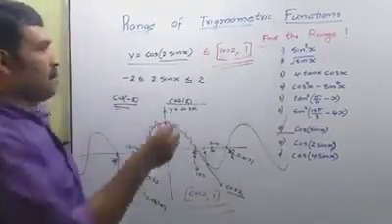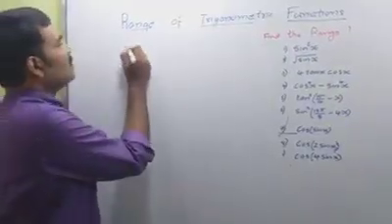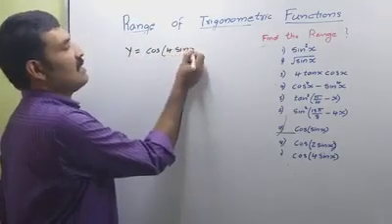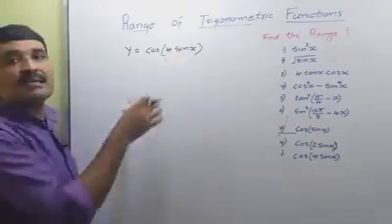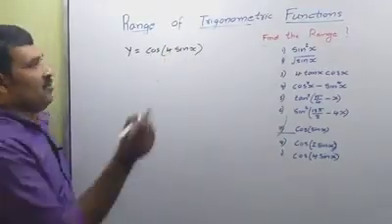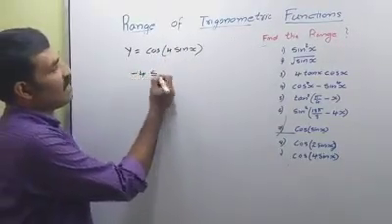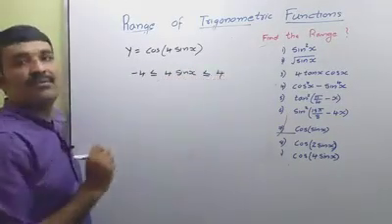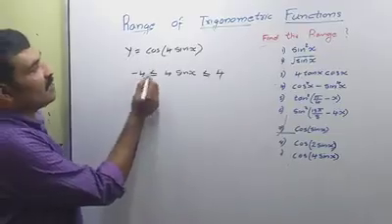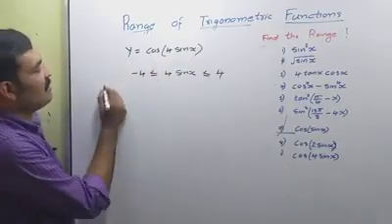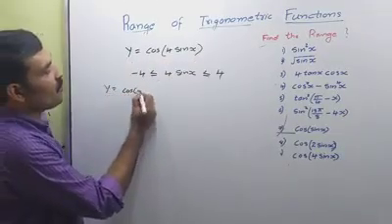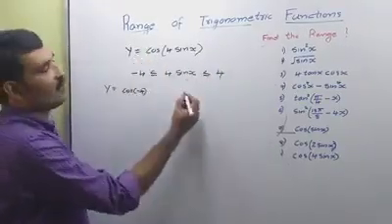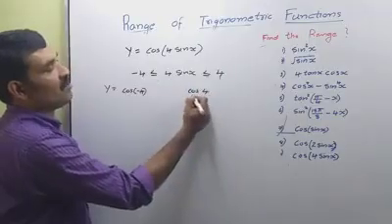Okay. The last question, that is y is equal to cosine of 4 sin x. The value of 4 sin x belongs to minus 4 to 4. That is minus 4 less than or equal to 4 sin x less than or equal to 4. Now, when this value is equal to minus 4, y is equal to cos of minus 4. And when this is equal to 4, this value of y is equal to cos 4.